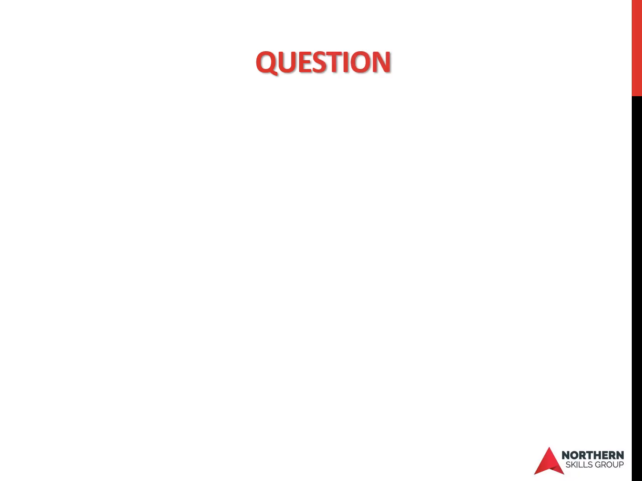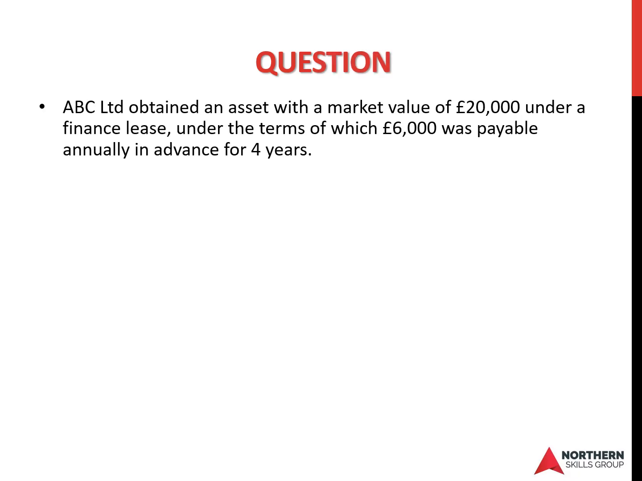So here's a quick question on the sum of the digits method. A company is leasing an asset that's got a market value of £20,000 under a finance lease. Now, if you get a question like this and it doesn't tell you a discounted present value of the lease payments, then just treat the market value of £20,000 as the asset cost.